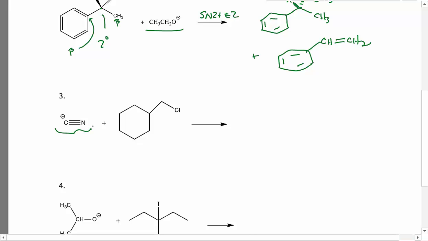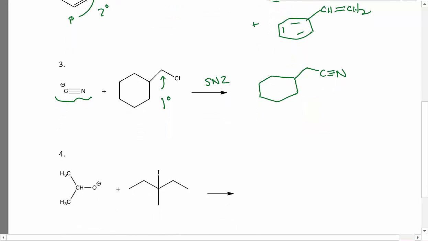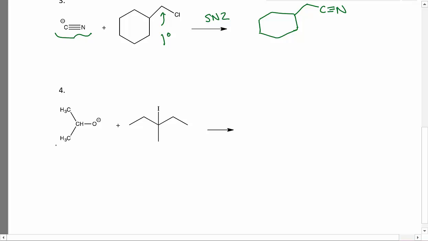Here our reagent is negatively charged. We've got a primary alkyl halide, right? And that would suggest then that our product is mostly going to be SN2. So we'll just draw the SN2 product. And finally, we've got a negatively charged reagent and a tertiary alkyl halide. So we would predict predominantly E2, extensively E2, so we won't even worry about drawing the other substitution product.